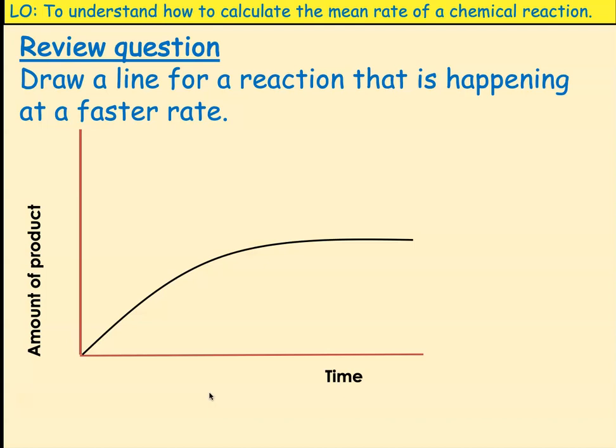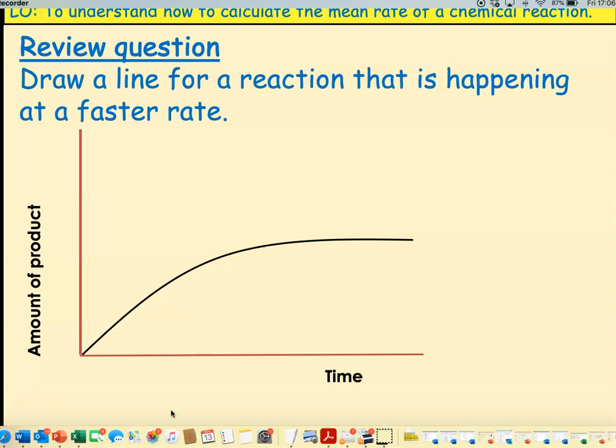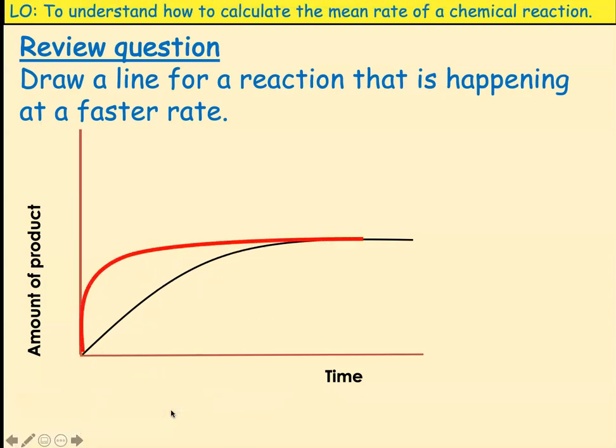Okay, draw a line for the reaction that is happening at a faster rate. So what will the curve look like? Pause the video now and write down what you think would happen. Will it be above it or below it? Right. If it's going faster, it's going to make the product quicker. So the reaction curve will be above that one. But you might notice that it actually goes to the same level. It doesn't make any more product. It just makes it faster.